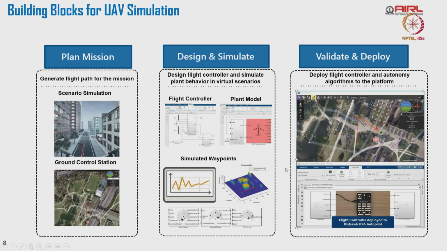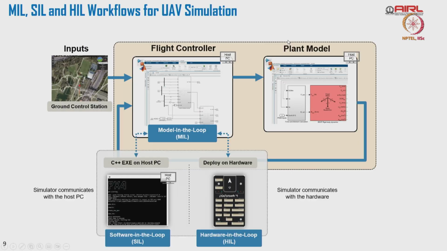Validate, and finally you need to deploy this algorithm. So if you look at the basic building blocks: plan your mission, design and simulate, and develop your algorithms. Once you develop your algorithm, you need to deploy and validate by doing hardware in the loop simulation, right? So what do we need?